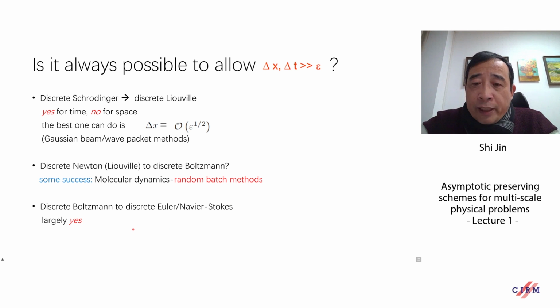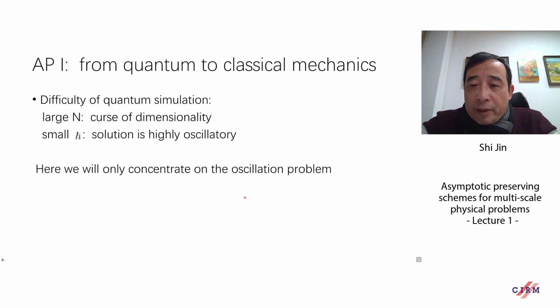It turns out the most successful story of AP is in the area of kinetic theory. If you start with discrete Boltzmann, when the mean free path goes to 0, you hope to recover a nice discretization of Euler or Navier-Stokes. For this regime, AP has largely been successful, and you can do this design for both space and time. That's the current status. Originally I hoped to cover quantum to classical mechanics, but I will leave this to the next lecture. So I will stop here, any questions?